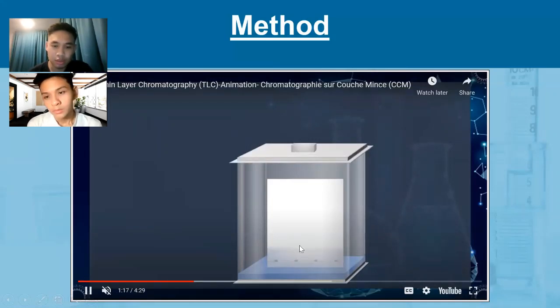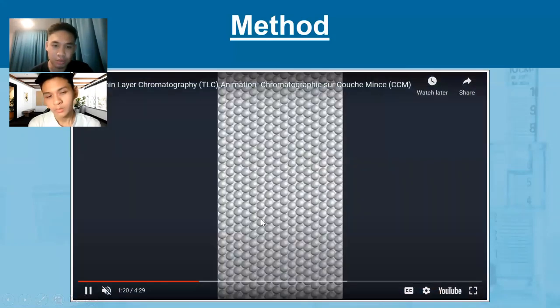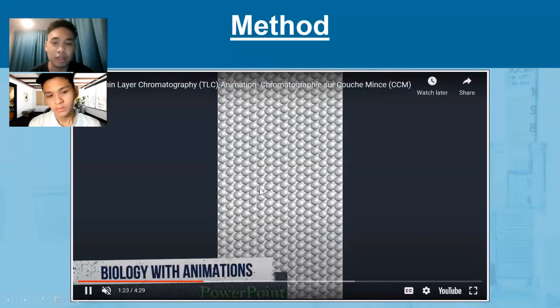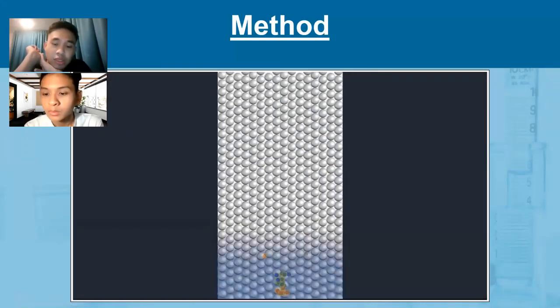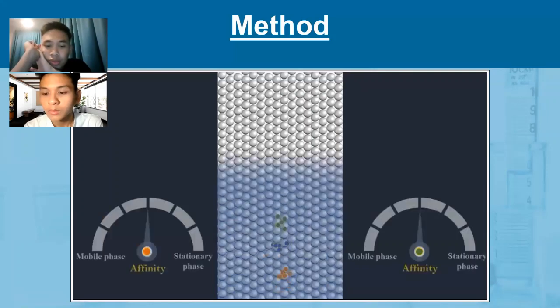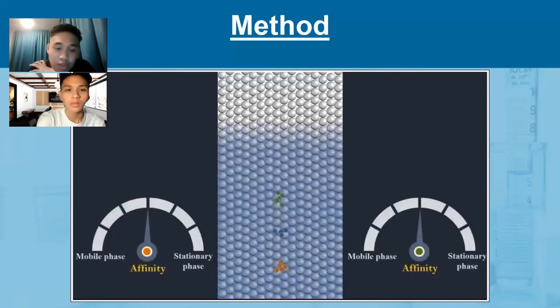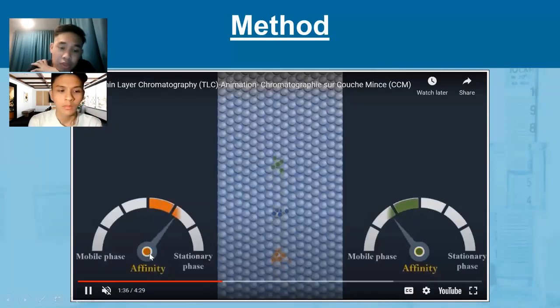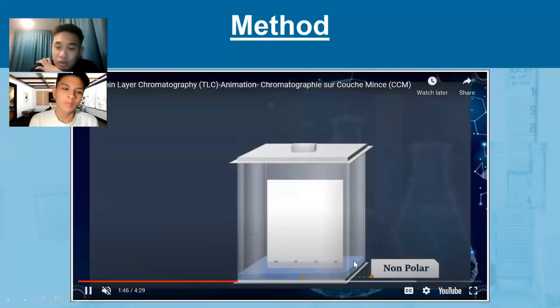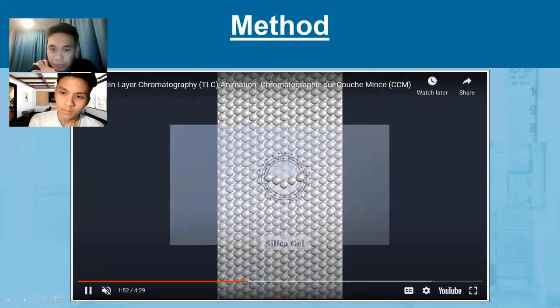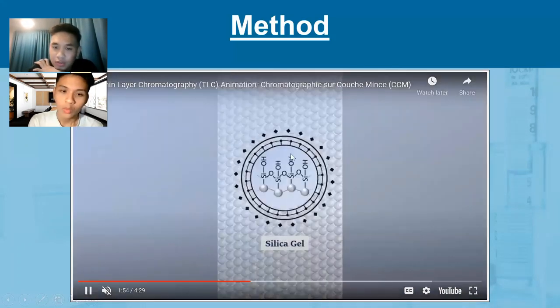As you can see here, the solvent goes through the TLC plate, and this is the mechanism of how it works in the TLC plate, which is the stationary phase. We can see the affinity of the orange towards the stationary phase is high, and for the green one, the affinity towards the mobile phase is high, because the mobile phase is non-polar, and the stationary phase, which is the TLC plate, is polar. This is what silica gel is made of.